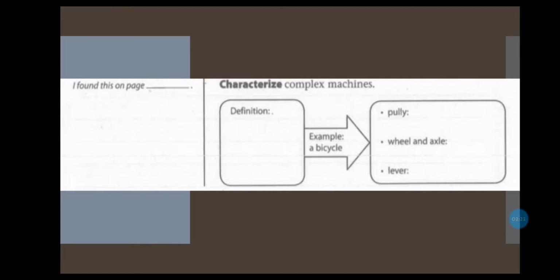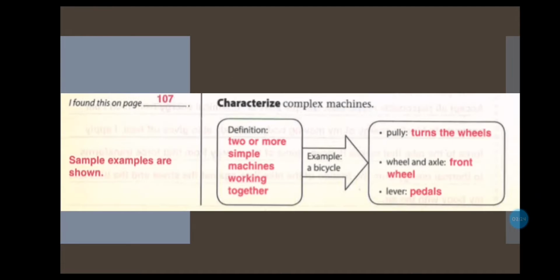Characterize complex machines. The answers are on page 107. So first, the definition of a complex machine. It's 2 or more simple machines working together. So whenever you mix 2 or more simple machines together, you will get a complex machine.